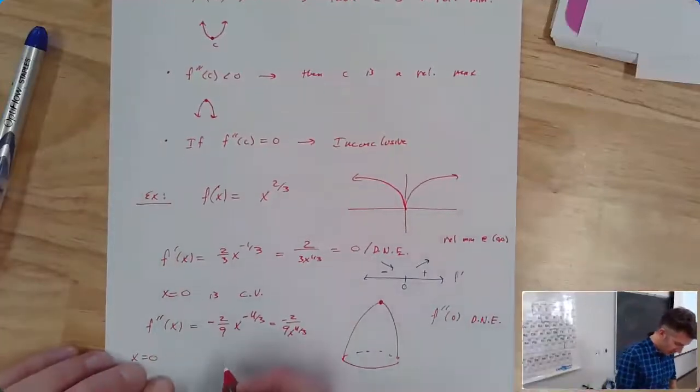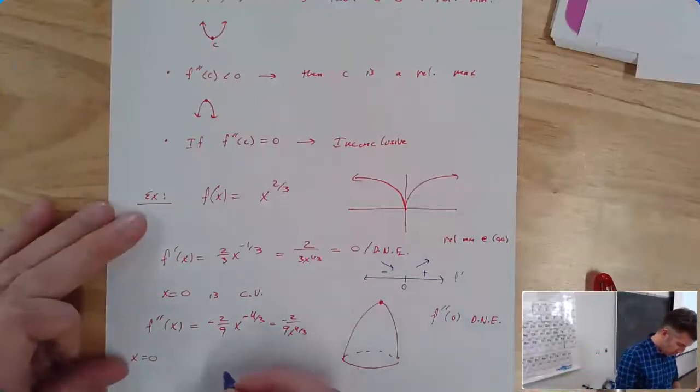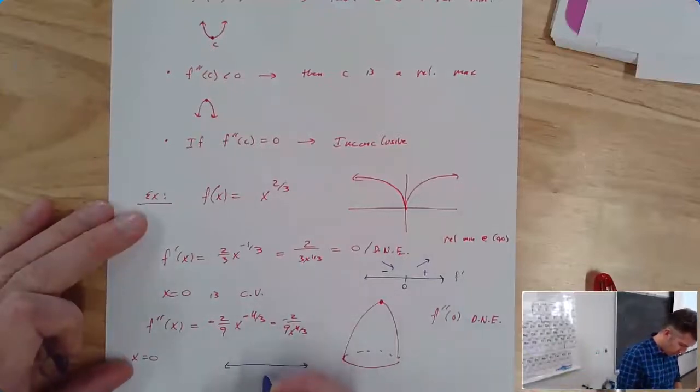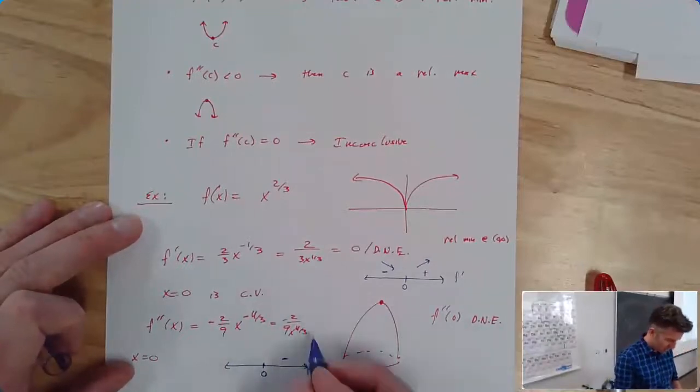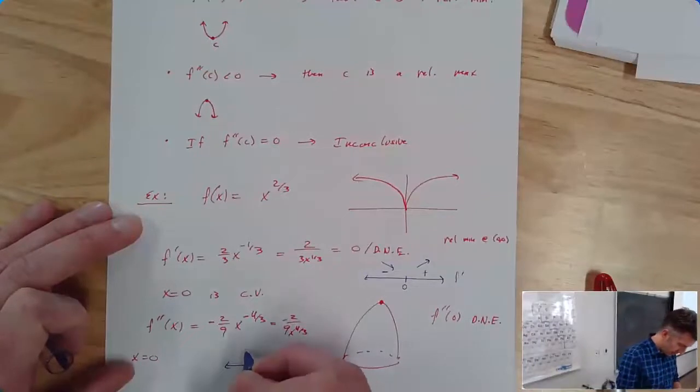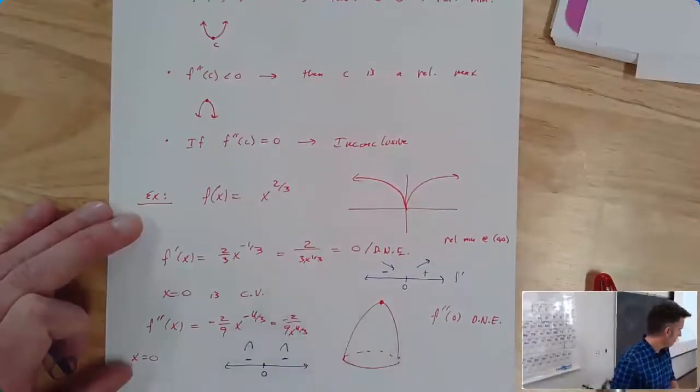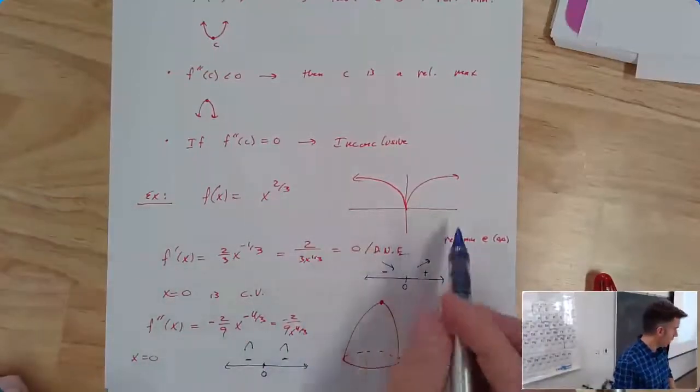And then for the second derivative, if we do a sign chart, well, if we plug in something bigger than 0, like 1, the whole thing's negative. Plug in something smaller than 0, like -1, the whole thing's negative. So it's definitely concave down, which again, the graph agrees with.